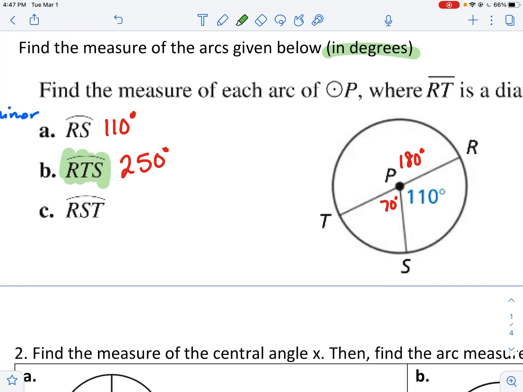RST tells me I have to go from R, and then hit S first, and then hit T. And that would be 180 degrees.